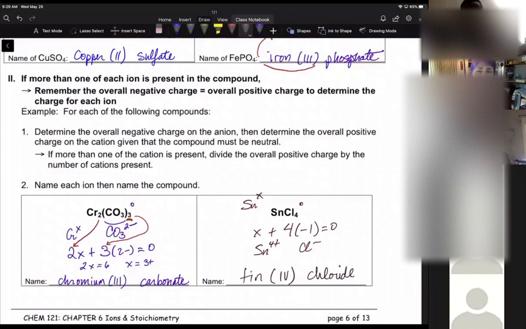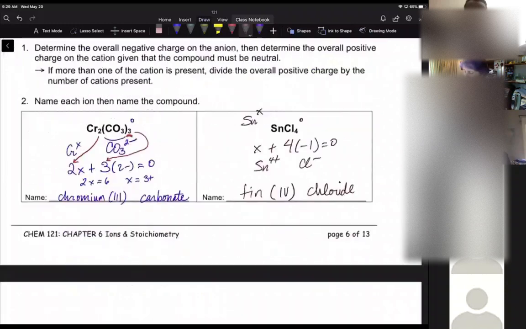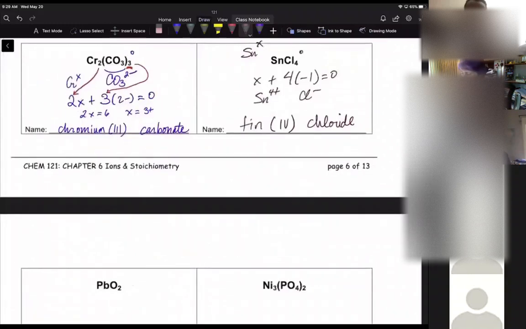I don't have to give the number of each thing because I know the charges. And that's true for ionic compounds. That's why we're going to name ionic compounds separately. It's a bigger process. Okay, so let's keep going, a couple more.